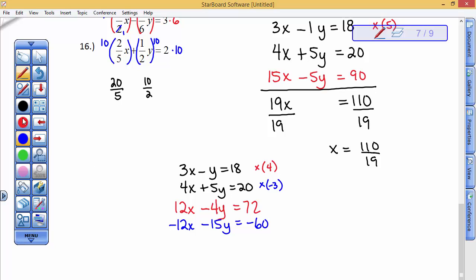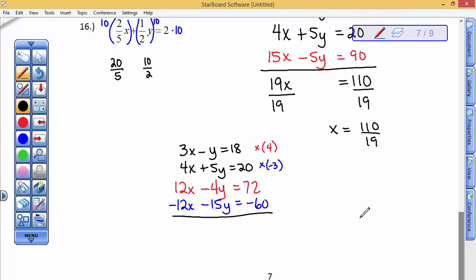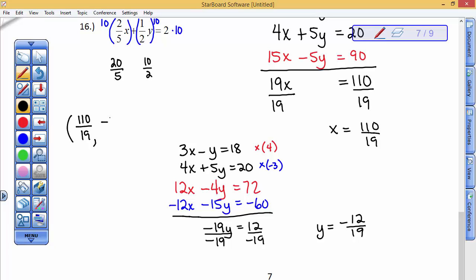So I go to add these two equations together. The x's cancel out. I have a negative 19y right here. 72 minus 60 is 12. And when I divide by a negative 19, I get my solution for y of a negative 12 over 19. Put your negative sign wherever you'd like. My solution to the system is 110 over 19 and a negative 12 over 19.